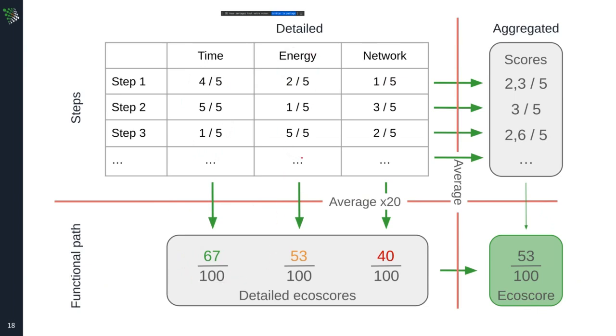We use a grade out of 5 for steps and out of 100 for the path, but it's just a way to easily differentiate if we are talking about steps or about the journey itself. And the echo score is the average of the 3 intermediary scores regarding time, energy, and network, which is also the average of the scores of the steps.